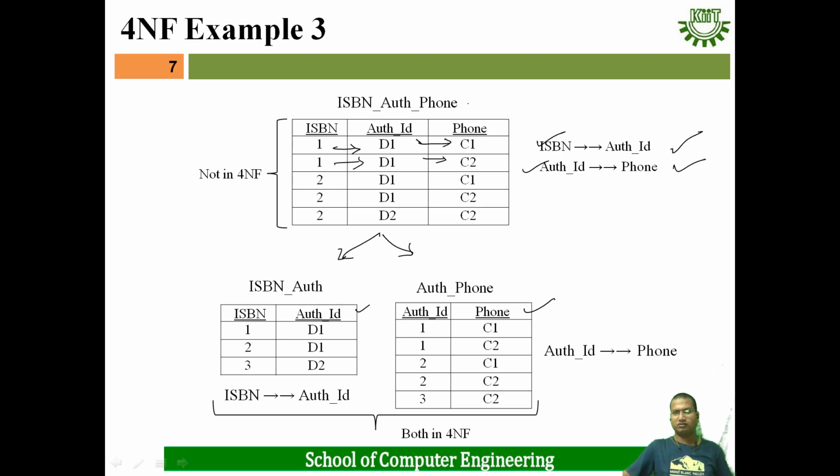Okay, and this functional dependency ISBN to author ID is present here. ISBN to author ID and author ID to phone number is present here. Author ID to phone number is present here. And in this case, another thing, multiple multi-value dependencies are there, as well as ISBN with phone number. These are independent attributes.